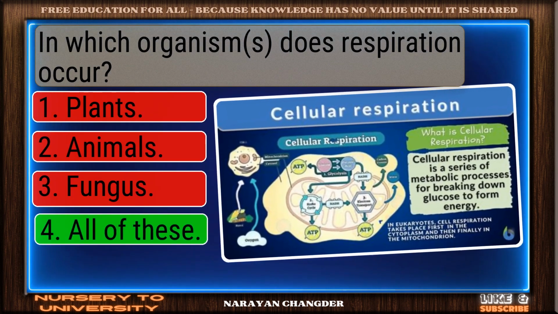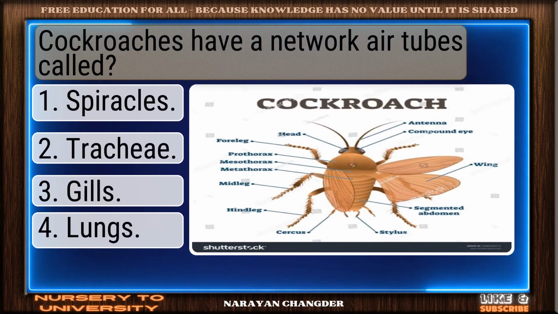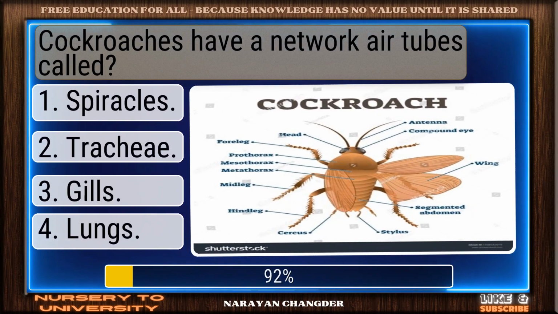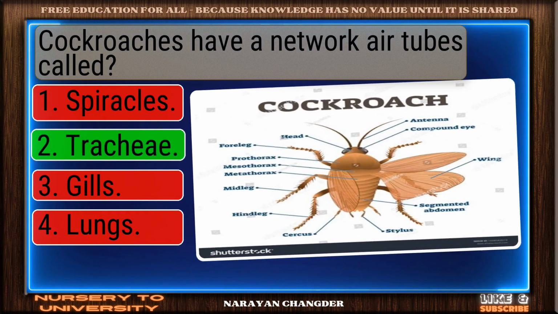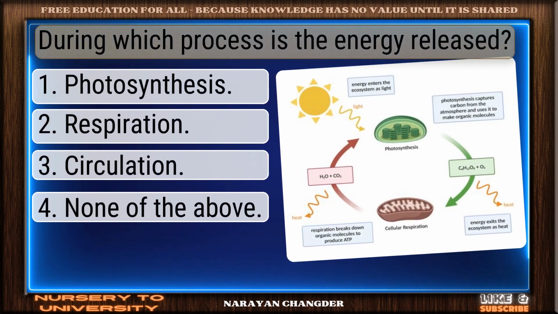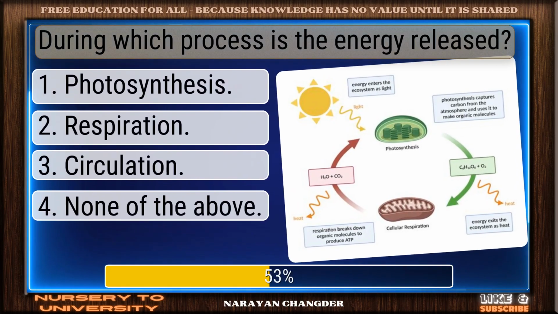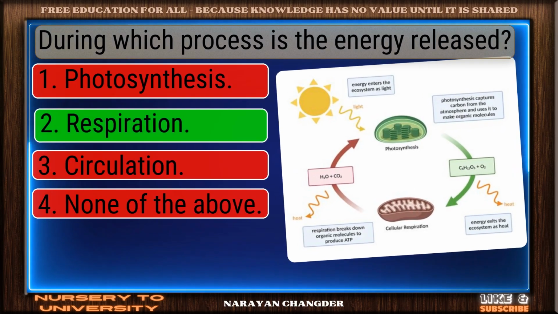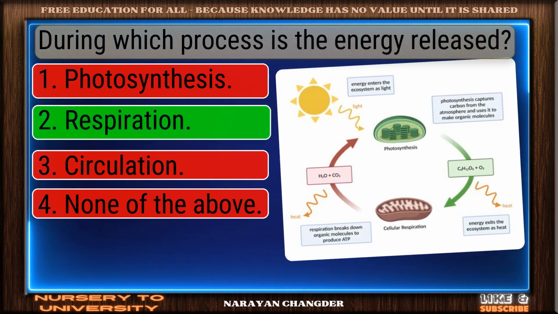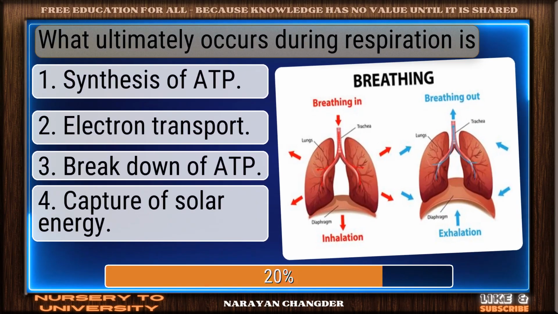Good thinking. All of these is the right answer. Question number 63. Cockroaches have a network of air tubes called. Great job. Trachea is the accurate answer. Question number 64. During which process is the energy released? Exactly. Respiration makes sense and it is right choice A. Question number 65. What ultimately occurs during respiration is?